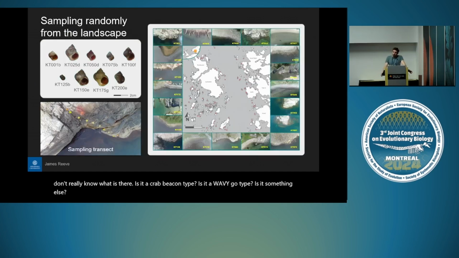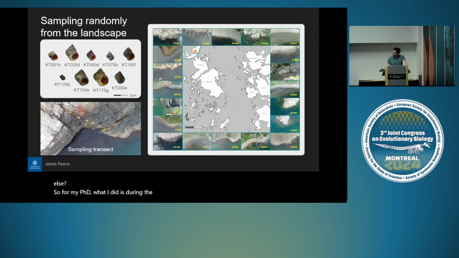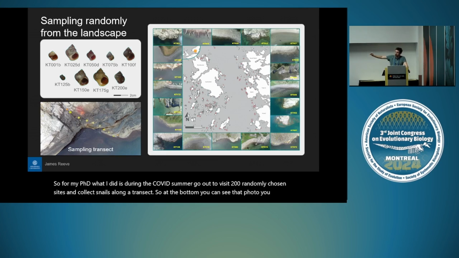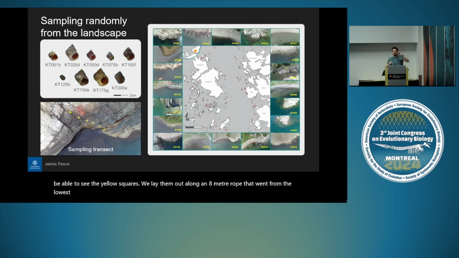So for my PhD, what I did is, during the COVID summer, go out to visit 200 randomly chosen sites and collect snails along a transect. At the bottom you can see that photo, and you might be able to see the yellow squares. We laid them out along an 8-meter rope that went from the lowest point where we found snails to the highest point, and each meter we collected the snail we found right underneath the rope.